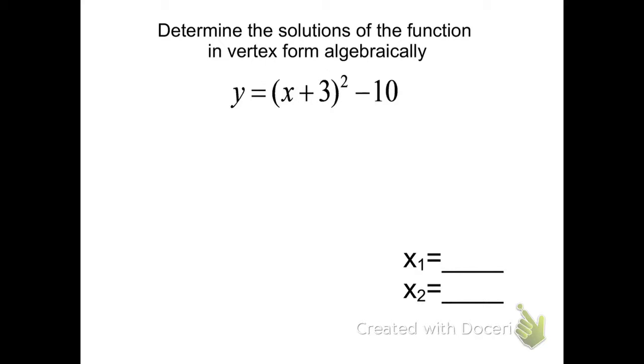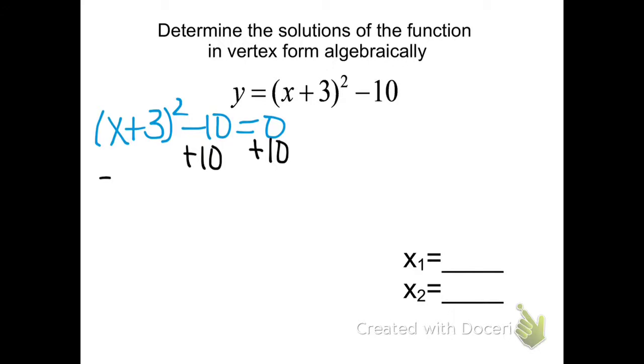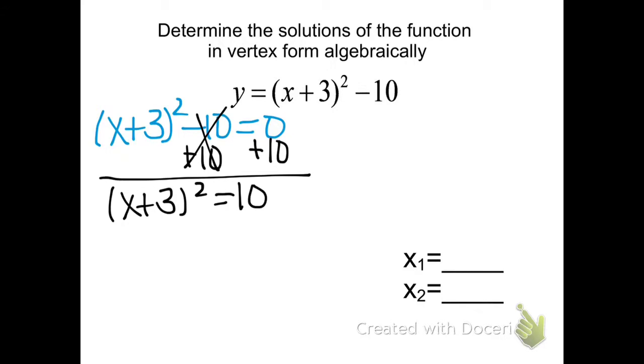We also want to be able to find our solutions of the function algebraically when it's in vertex form. In order to do that, we need to find where the function equals 0. So I would write (x plus 3) squared minus 10 equals 0. And the first thing I want to do is eliminate my minus 10. So I'm going to add 10 to both sides. It cancels on the left. That leaves me (x plus 3) squared equals 0 plus 10, which is 10.